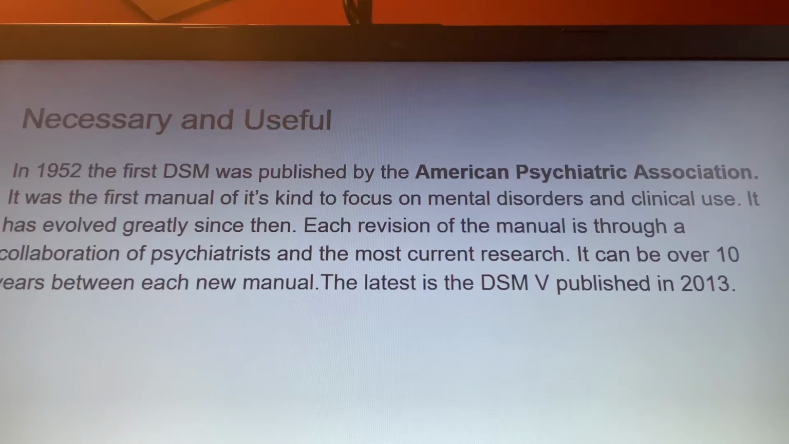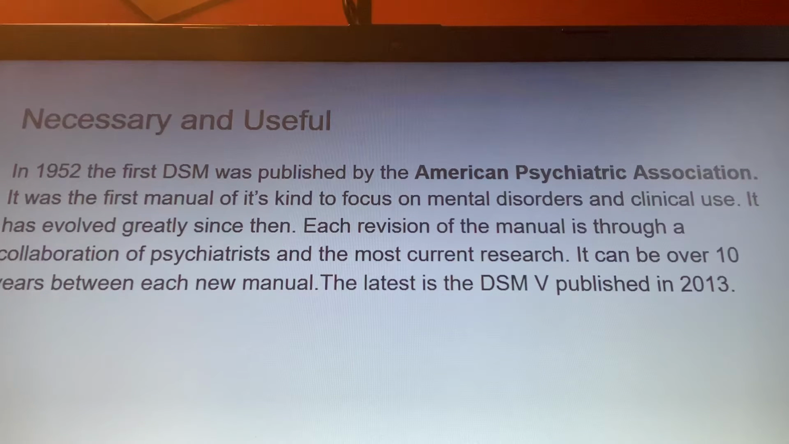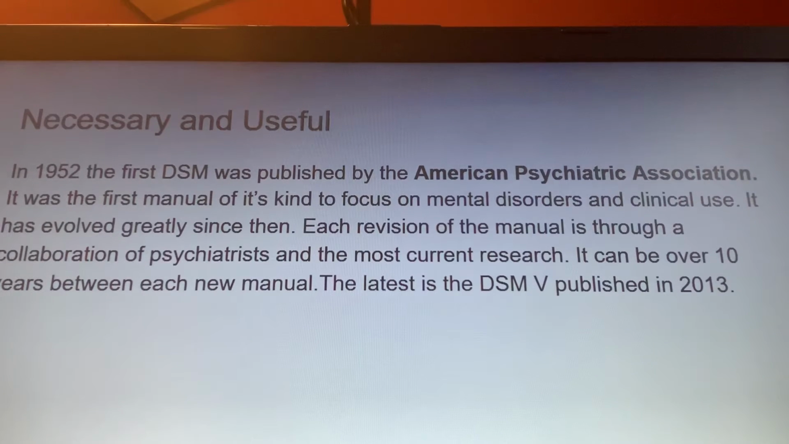In 1952, the first DSM was published by the American Psychiatric Association. It was the first of its kind. It is used worldwide, and it is researched extensively before publication. It is vetted through a medical model of research, and a whole team of psychiatrists collaborate from around the globe.